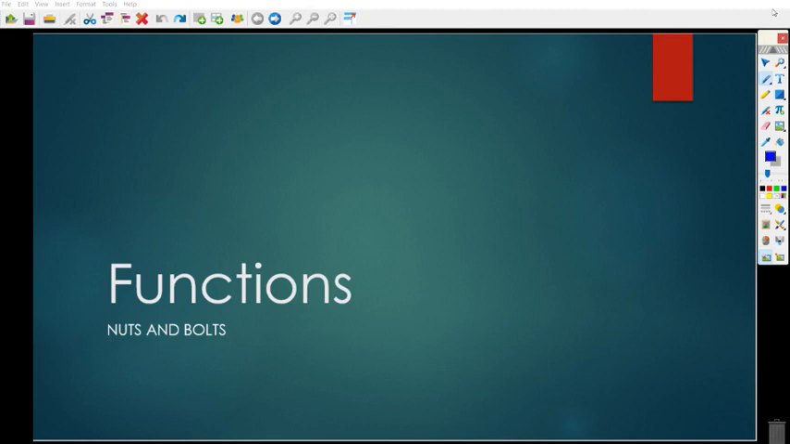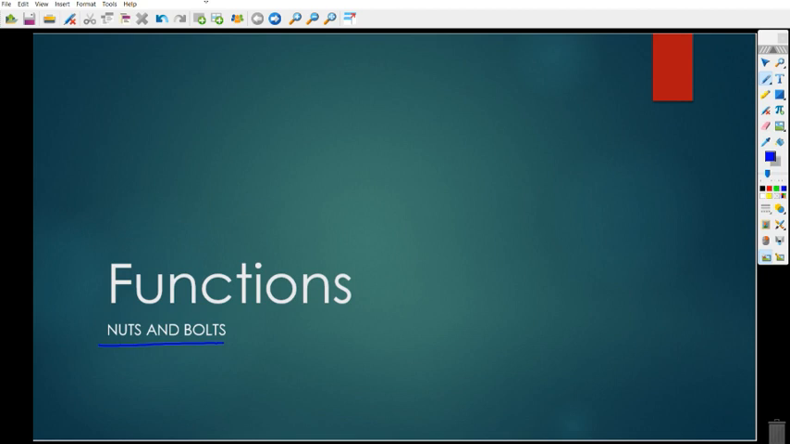Okay, so we're going to be doing some nuts and bolts today. What I mean by that is there's certain things about graphs and the different functions that we have. We've got 4 different functions: our straight line, our parabola, our hyperbola, and our exponential. In those 4 graphs, there are certain things that we need to know and understand, and certain things that we need to wrap our heads around.